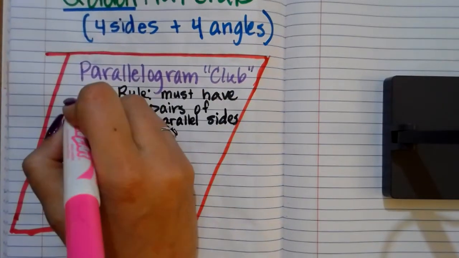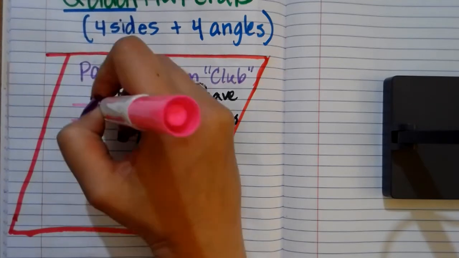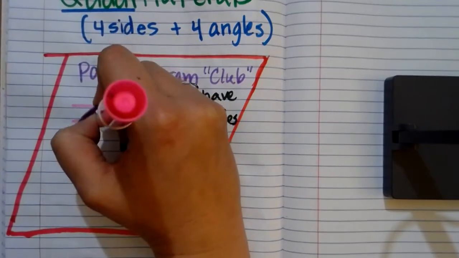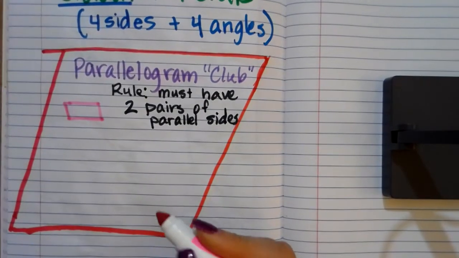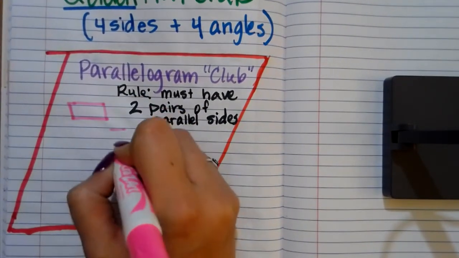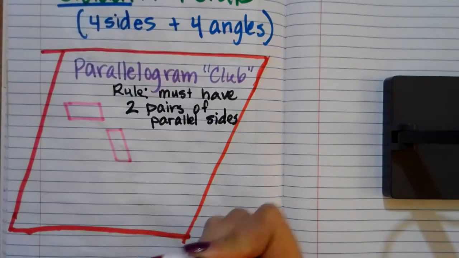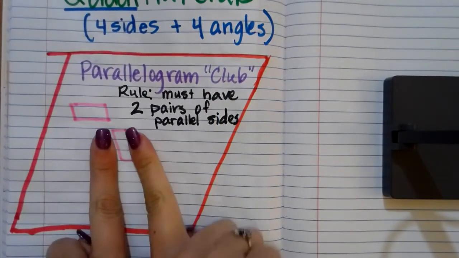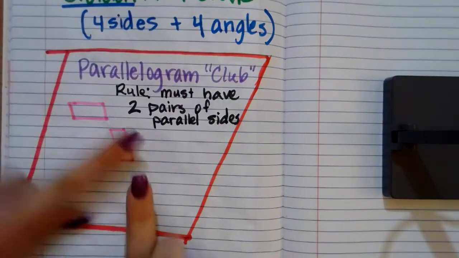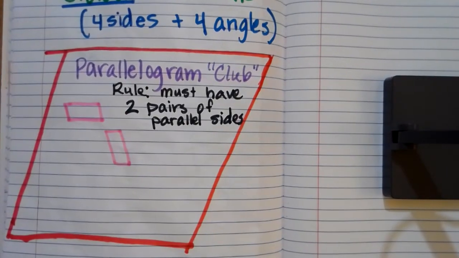So maybe I look like this. Right, those are parallel sides. Maybe I look like this. Right, as long as the sides are never going to touch, they're parallel. So these are parallel, they're going to keep going forever, they're never going to touch. These are parallel, they're going to keep going forever, they're never going to touch. So parallel lines. All right?